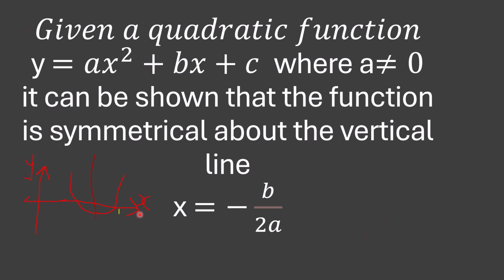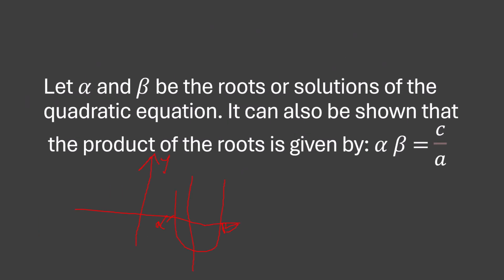Now, some of you know how to derive the quadratic formula using the completing the square method. But today we're going to see a much easier method using the axis of symmetry method. Some call it the mid-distance method. Some call it Dr. Loh's method. Okay, so let's assume that alpha and beta are the roots of the quadratic equation.